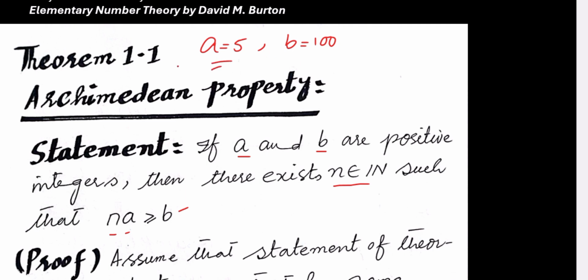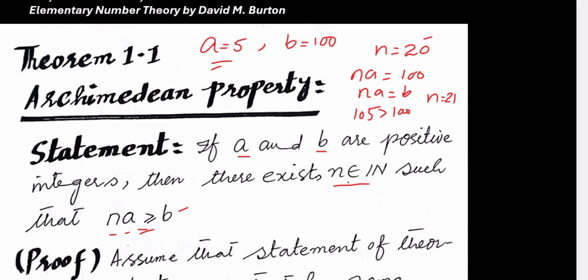If you take n equal to 20 here, when you multiply n with a, this gives us 100. So here na is equal to b. You can find infinitely many natural numbers that satisfy this inequality. For example, if you take n equal to 21, this is the second natural number. If you multiply n equal to 21 with a, you have 105, which is greater than 100.